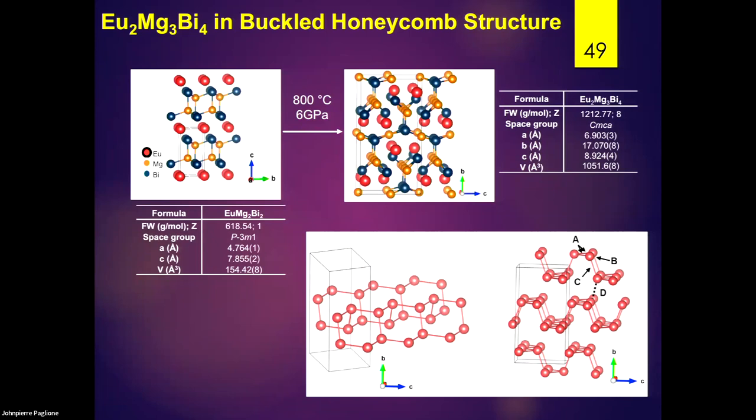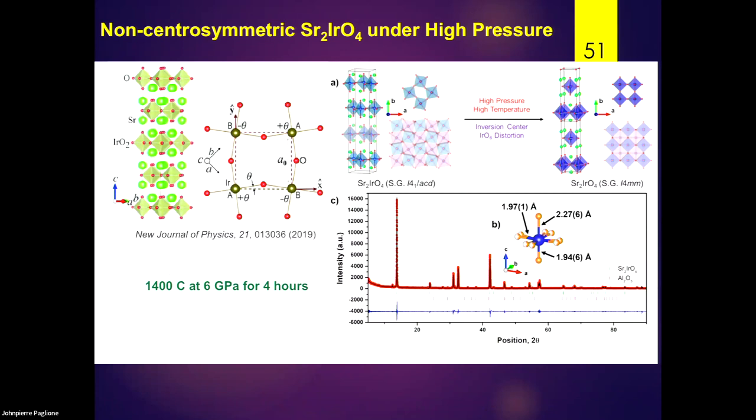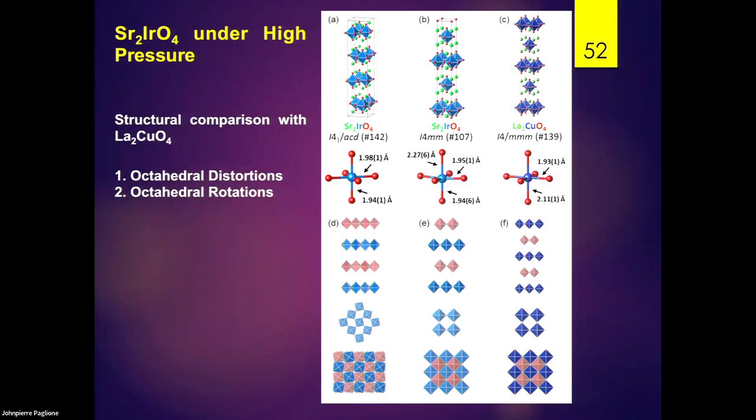For example, we made this honeycomb structure compound. And this is the recent work we did. We found a new phase, a non-centrosymmetric strontium two iridium O4 iridate, in the system. The formula strontium two iridium O4 is similar to lanthanum two copper O4, which is very similar to the high-Tc superconductor.